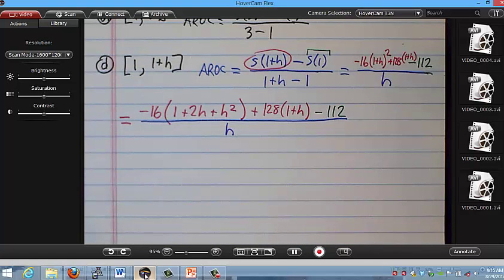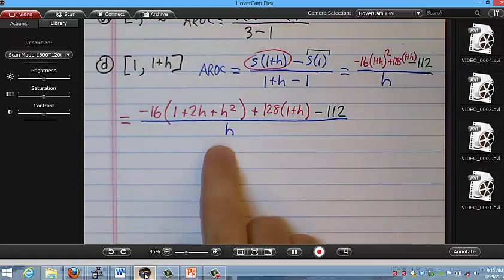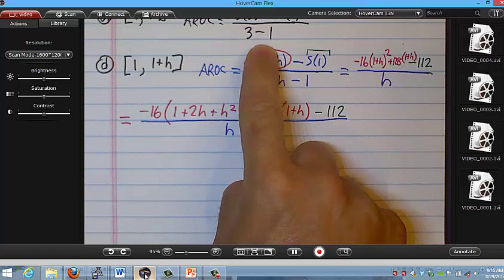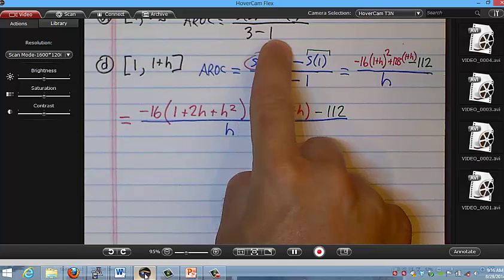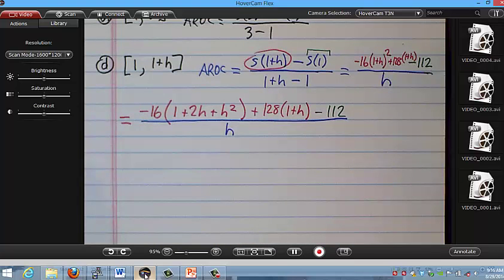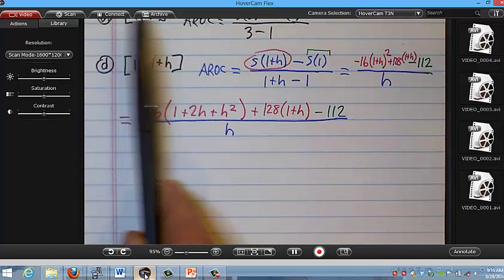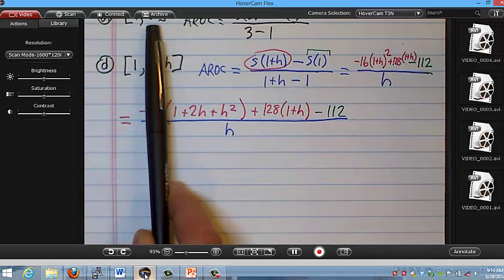Some of you by now are wondering, what the heck is he doing? You might be wondering what h is, right? H is the denominator. Hey, what was the denominator in the problem with the numbers up here? It was 3 minus 1. It was what? 2, right? Up here we went from 1 to 1 plus 2.